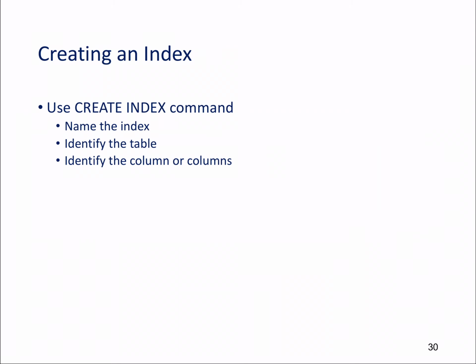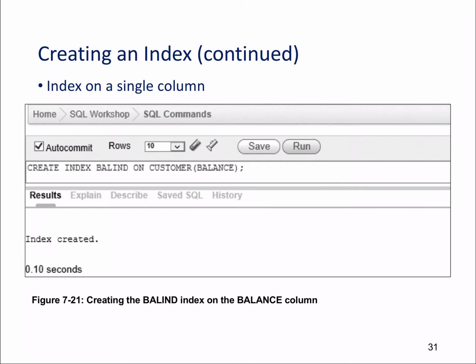To create an index, we can use the create index command, followed by the index name, and then define on which table and which columns to be included. For example, here we're trying to create an index on the customer table. So here is a command. We can create index BAL_IND, where BAL is balance and IND is index, on the customer table and on the balance attribute.